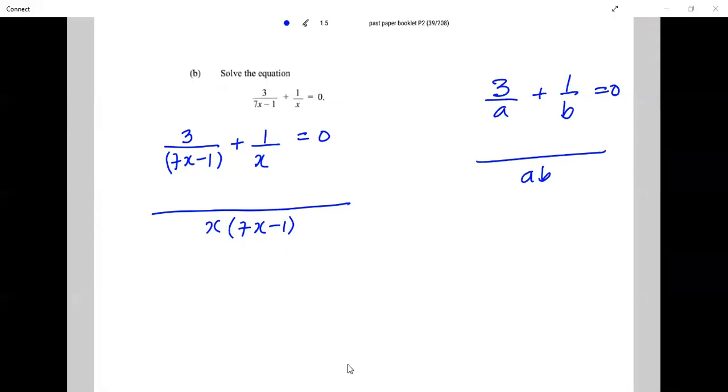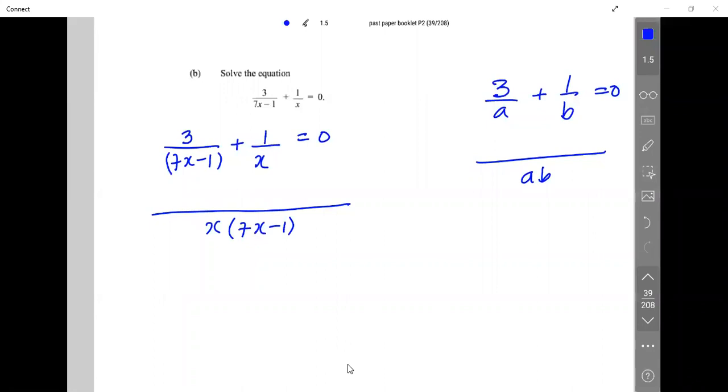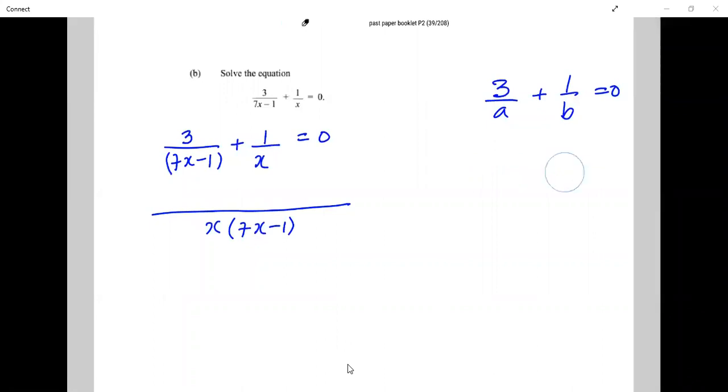And the other part is 1 over x. So I'm going to erase the equivalent situation. Then I'm going to say, what is x, 7x minus 1 into this? 7x minus 1 into all of this. The 7x minus 1 cancels the 7x minus 1, leaving x. And the 3 times x is 3x plus x into all of this. The x cancels the x, leaving 7x minus 1.